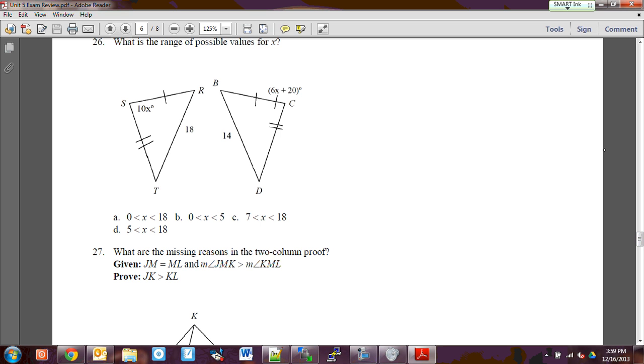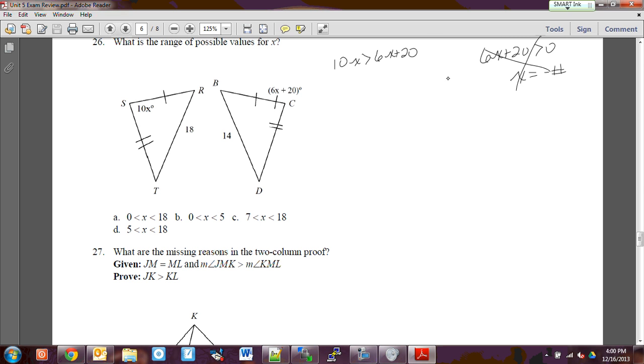26. What is the range of possible values for X? Well, using the Hinge theorem, we know that the 10x will have to be greater than the 6x plus 20 because it's opposite the greater side. We also know that 6x plus 20 will have to be greater than 0. But if you solve this out, you're going to get x equals a negative number. Well, that's not going to work because if you put a negative number in here, it will be a negative angle. So that's not going to work.